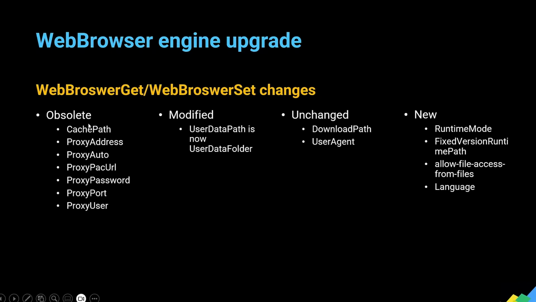They're not breaking changes. If you have code that sets properties that are obsolete, it won't throw an error message. If you continue to set that property, it just won't do anything. And if you do a get for those properties, it will just return a blank. Once again, it will not throw an error. So everything having to do with the proxy and the cache path are rendered obsolete now. Those are no longer settings you can apply in the new version.